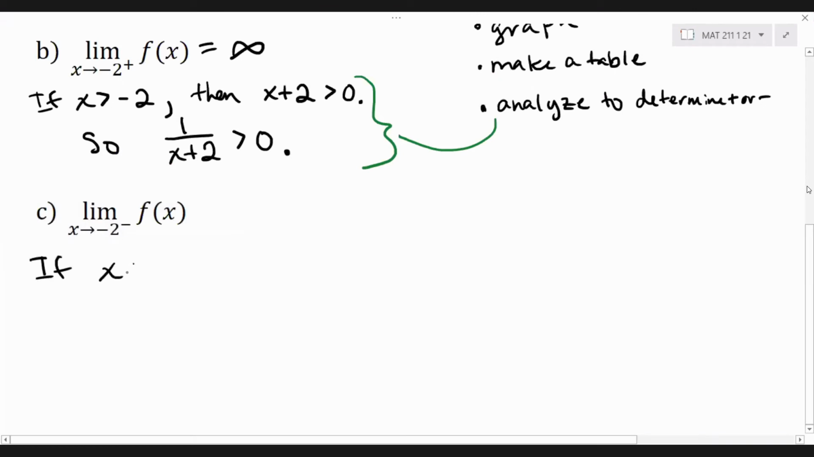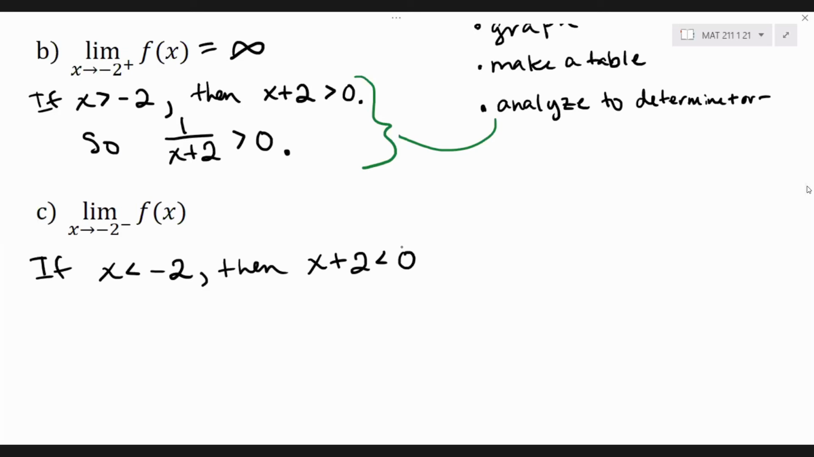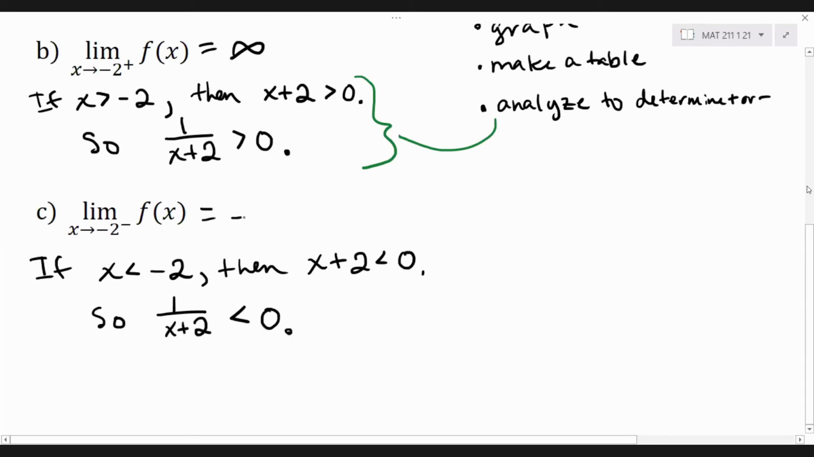In this case, we have x is less than -2, because we're approaching -2 from the left side. So we're always going to have values of x that are less than -2. Then that denominator, x plus 2, is actually going to be less than 0, because we have some negative number that's more negative than -2, like -3, -2.5. So 1 over x plus 2 in this case, 1 is positive, so a positive over a negative is negative. So in this case, we have negative infinity.